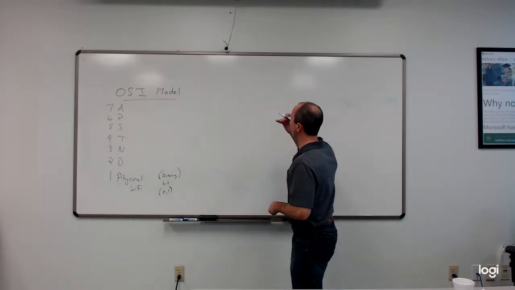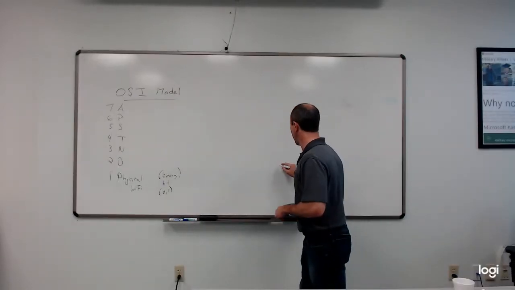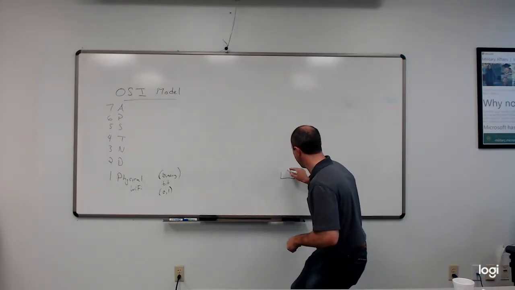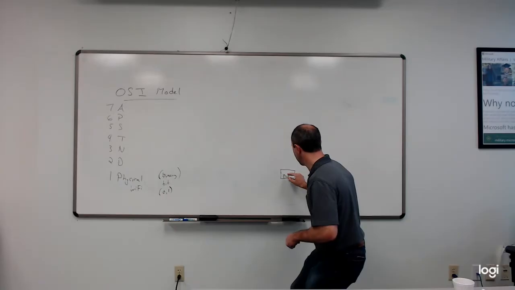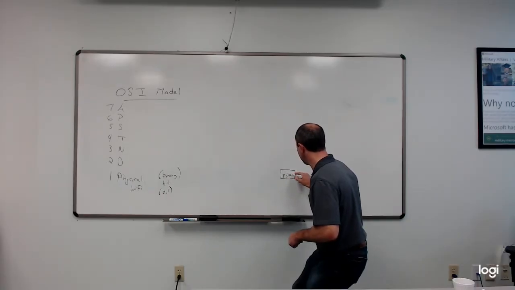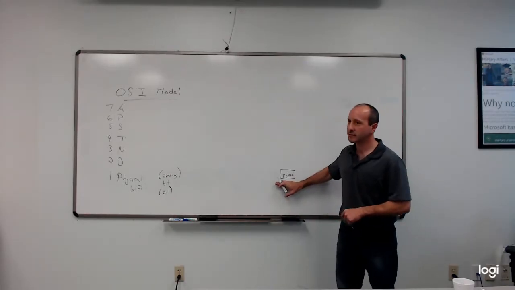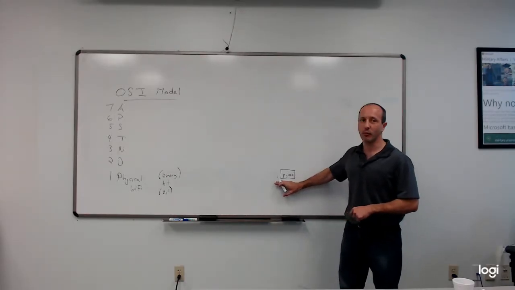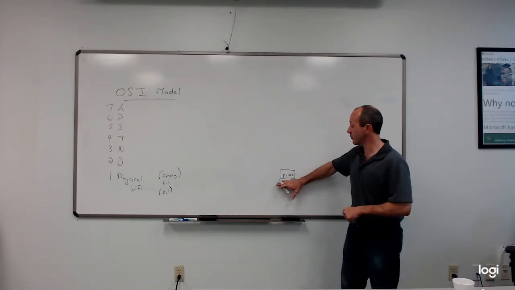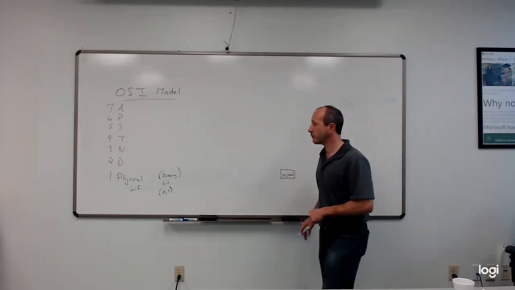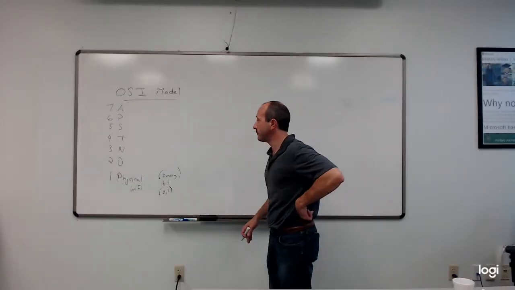Let's see if I can draw it over here. So I'm going to try to keep this level. We've got our payload, so this is going to be our data. Okay, we need to get this data from point A to point B, but this is it. This is our message. Okay. So far so good. Okay, cool.